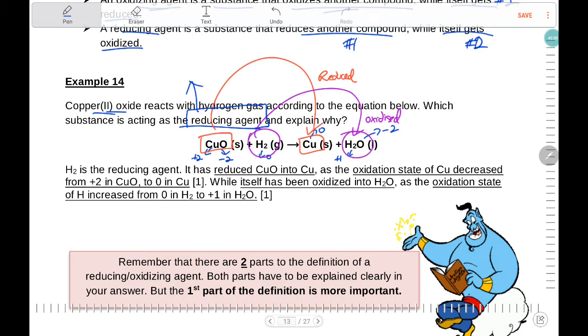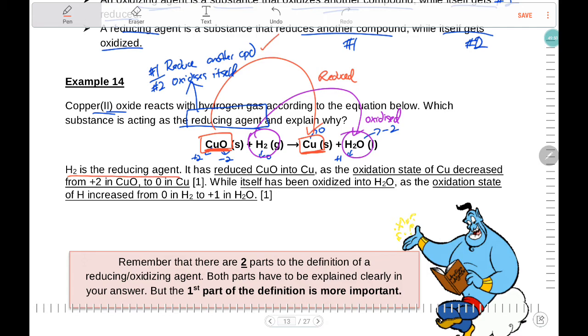So let's recall. The definition states that a reducing agent will reduce another compound. That is the most important definition. And in the process, it oxidizes itself, the second part of the definition. Remember we said the first one is more important, so we look at the first one. It reduces another compound. In this equation, we have identified that copper oxide has been reduced. So who is the one reducing it? It must be hydrogen, and therefore hydrogen is a reducing agent. So we answer the question based on the definition.